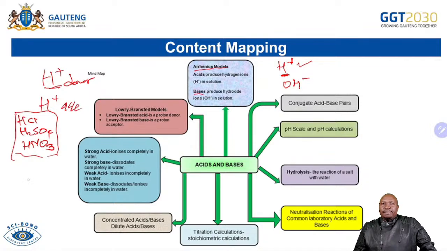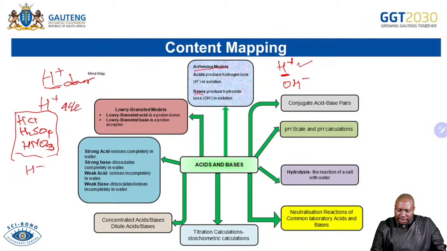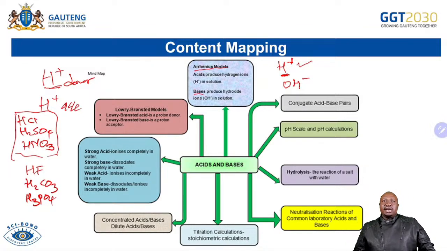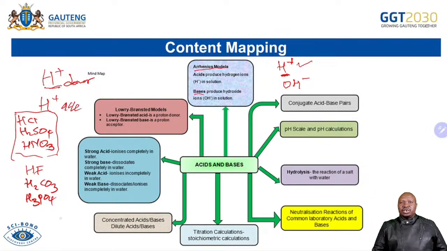Whereas when you talk about weak acids, we're talking about hydrogen fluoride, HF, carbonic acid, H2CO3, and phosphoric acid, H3PO4. These are some examples of the weak acids that we have. And these ones we are saying ionize incompletely in water. Because they ionize incompletely, they form a low concentration of hydronium ion. So the expectation is that we'll have a low concentration of hydronium ion when it comes to weak acids.